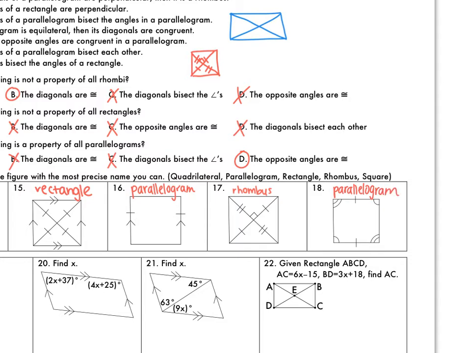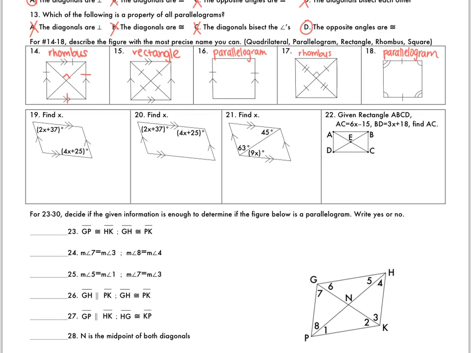Moving on, we've got some problems we're going to solve down here. Okay, we're supposed to find x. We can obviously see that it's a parallelogram, so I know opposite angles are congruent. So I know that 2x plus 37 is equal to 4x plus 25. And I'm going to subtract 2x from both sides, and at the same time subtract 25 from both sides, and I get 12 is equal to 2x. Divide by 2. So x is equal to 6.